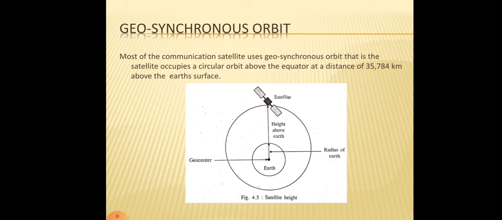Once again, you can see in the diagram the geosynchronous orbit. As I told you, it will be at a distance of about 35,784 kilometers above the Earth's surface. Then it will be rotating with the same speed as the Earth. So whenever you see, the satellite will be at the same position.